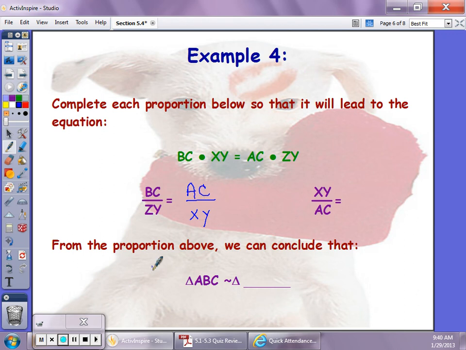We're going to follow the same procedure for the second proportion. I know that XY has to be multiplied by BC. So to cross multiply, BC must go here. And if I want to multiply AC by ZY, that ZY has to go right there. So from the proportion above, we can conclude that triangle ABC is similar to triangle XZY.